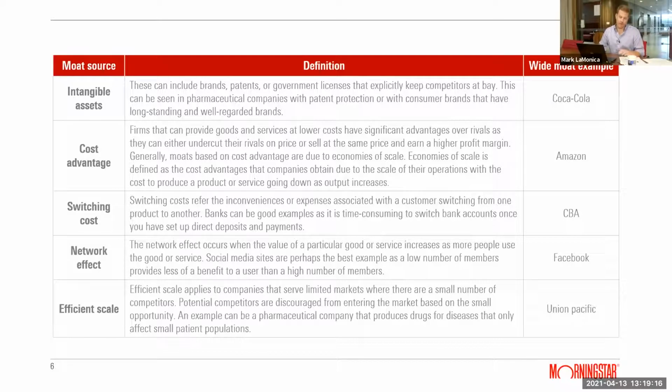So we have 3 moat ratings: wide, narrow, or no moat. Most companies go in no moat. Narrow companies are ones that we believe have 10 years of a sustainable competitive advantage. Wide moat equals 20. So we believe there are 5 sources of moats. And believe it or not, these are the 5 sources of moats. So moats, not notes, moats.